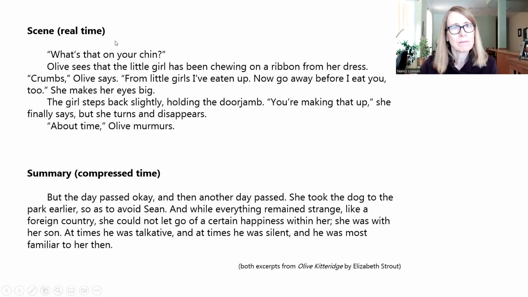Olive is resting, there's a social gathering going on, and she's away from people, resting on a bed. She's got like a mole with hair coming out of it, and that's what the little girl is commenting on. So, okay, what's that on your chin? Olive sees that the little girl has been chewing on a ribbon from her dress. Crumbs, Olive says. From little girls I've eaten up. Now go away before I eat you too.